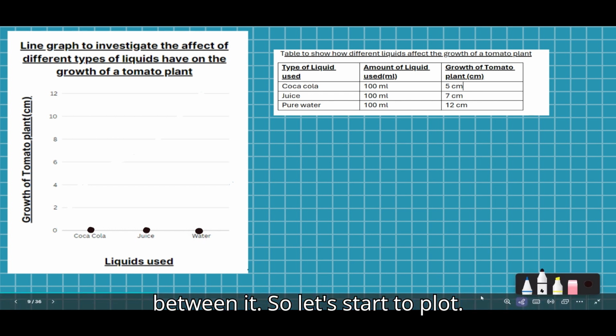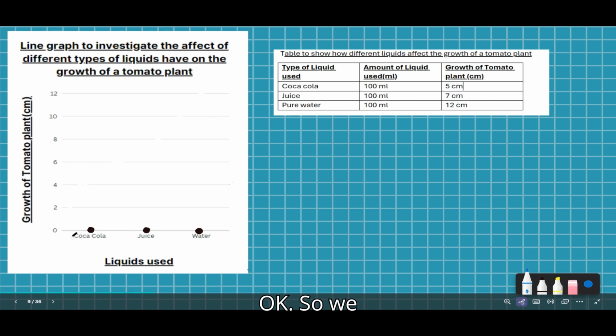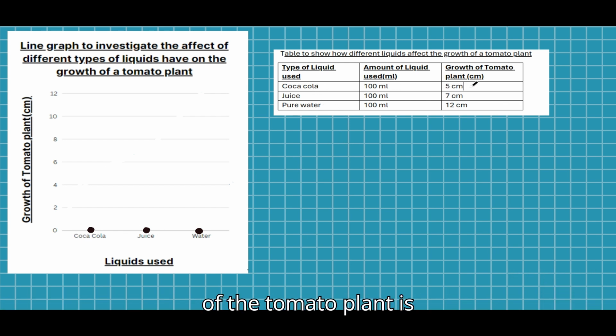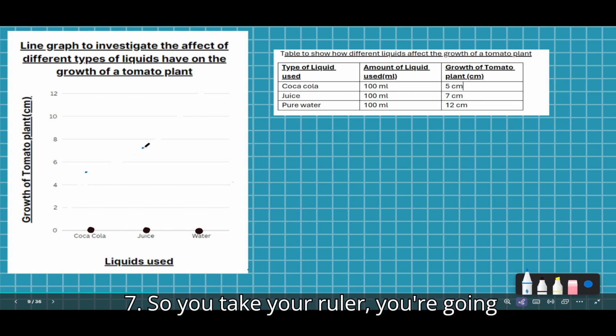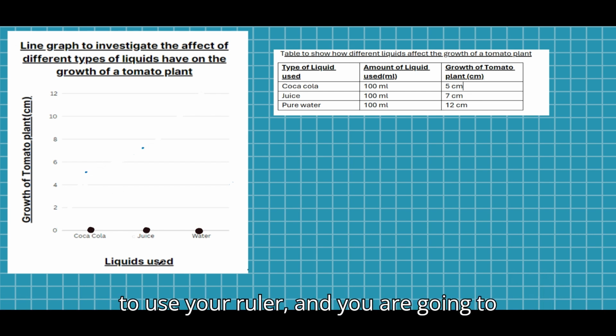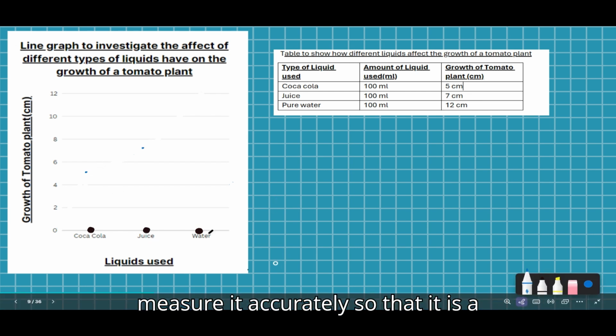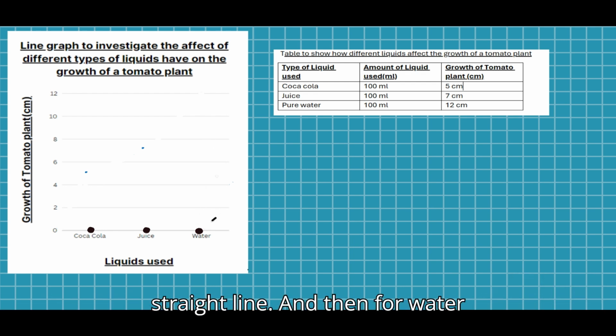So let's start to plot. So we see for cola, the growth of the tomato plant is 5. So I feel like it's here. And then for juice, it is going to be 7. So you take your ruler, you're going to use your ruler, and you are going to measure it accurately so that it is a straight line. And then for water, it is at 12.